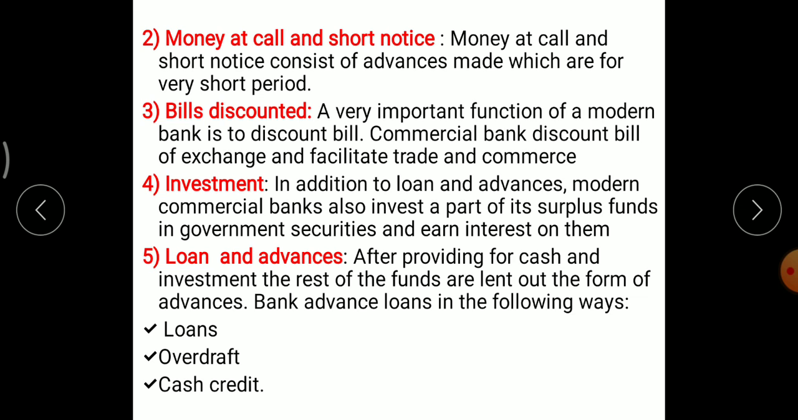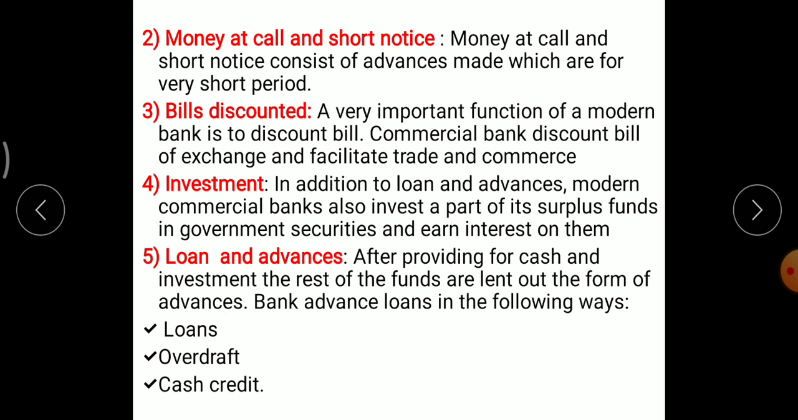So next we can see money at call and short notice. It also comes under the asset side. Money at call and short notice consists of advances made for a very short period. These loans can be called back at any time. In England, for instance, such loans are given to discount houses, bill brokers, and acceptance houses.